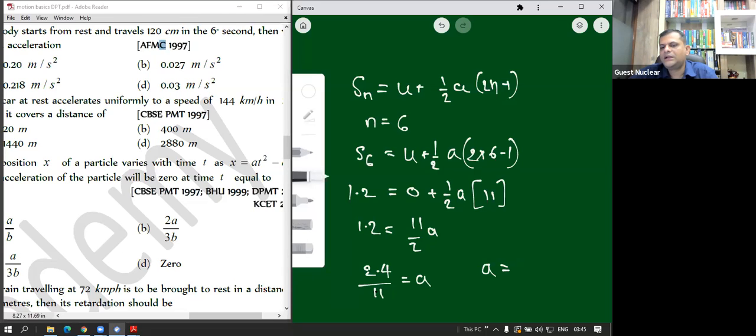Now this can be done easily. 11 ones are 11 and 11 zeros are 0, and 24 remains, so 11 twos are 22 and 2 is left, that becomes 20. Again it will be 11 ones, 1 goes in 2, and how much is left now? 20 minus 11 leaves 9, meaning 90, so 11 8s are 88. So it's going to be 0.218 meter per second squared, which is there in option number C here. Check.